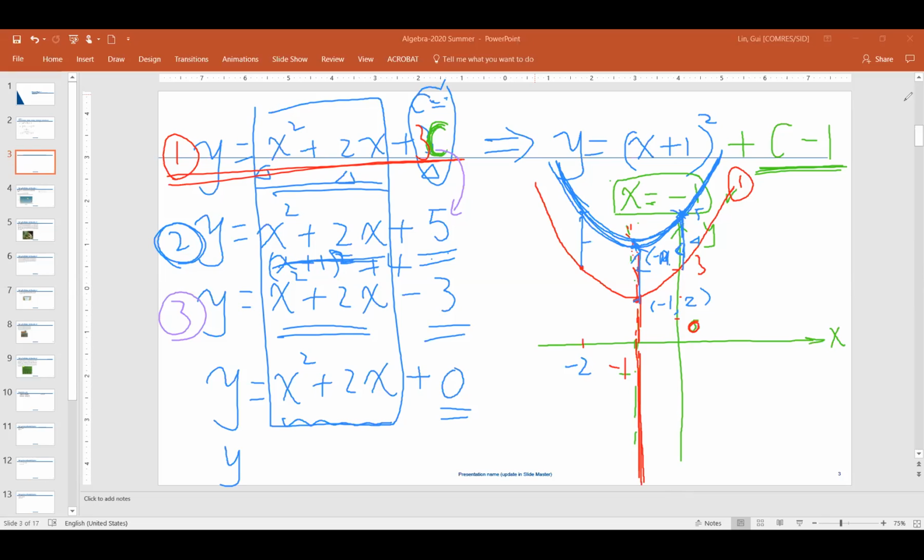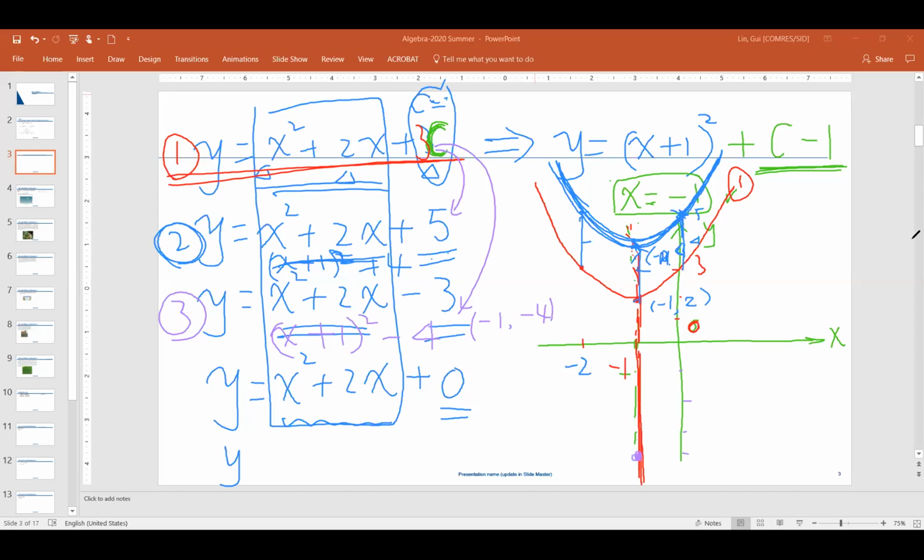All right, let's see. So let's see this one. Here 3 became -3. So this complete square will be changed into (x + 1)² - 4, right? The axis of symmetry is still x = -1. So what's the vertex? Vertex is (-1, -4), right? 1, 2, 3, 4.